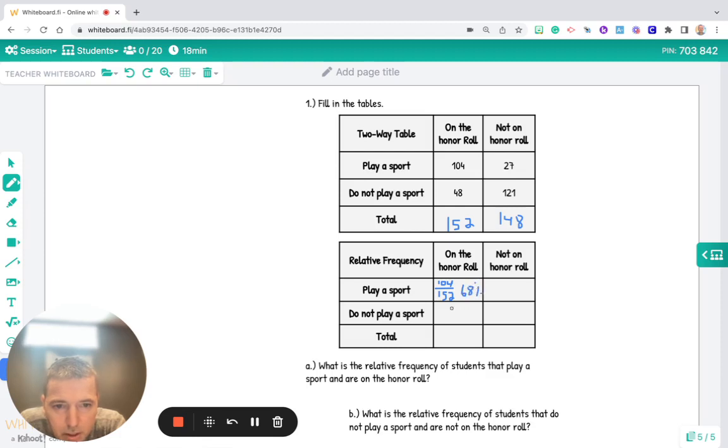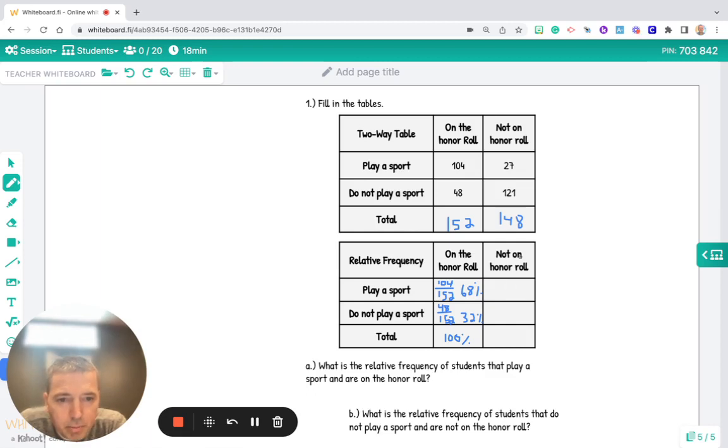We're going to do that same process for each of these. So 48 did not play a sport, but were on the honor roll out of 152. So if I do 48 divided by 152, I get 32%. And that looks good. 68 and 32 make 100%. Sometimes it might not come out perfect depending on our round, but usually it's going to be really close, right?